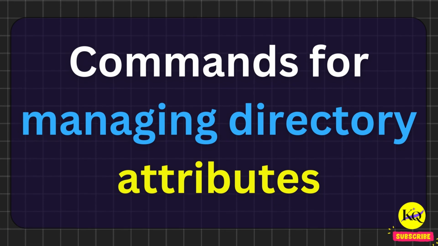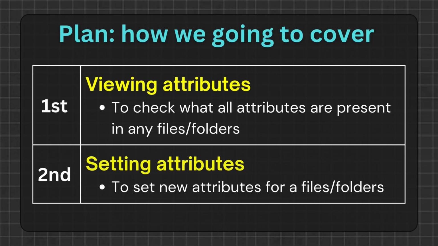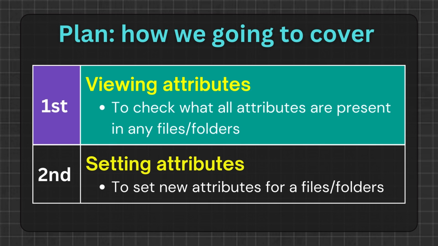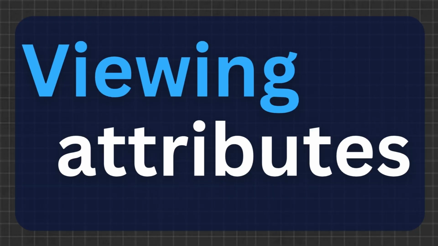Now let's move on to managing directory attributes. We will break this into two parts. First, viewing attributes, where we are going to see commands to check what attributes are present in any folder or directory. Second, setting attributes, the commands to modify or assign new attributes to any directory or folder. So let's start with the first part, that is viewing the currently set attributes.